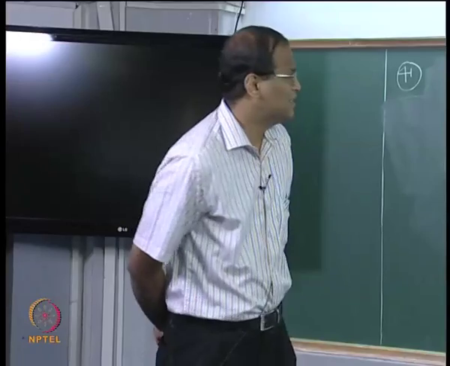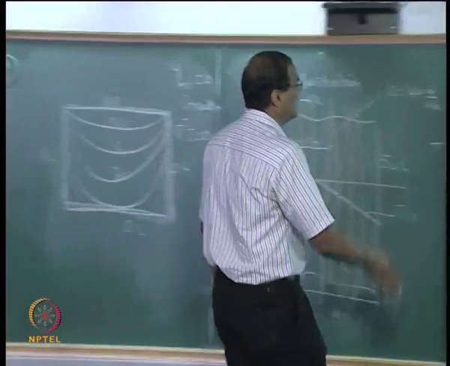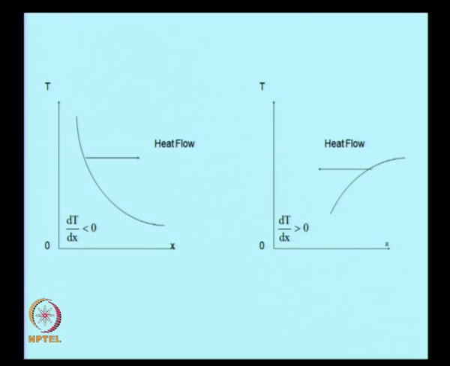If the temperature is decreasing along x, then the heat is flowing from left to right. If the temperature profile is like this, heat is flowing from right to left. So you must get an idea of the direction, okay.